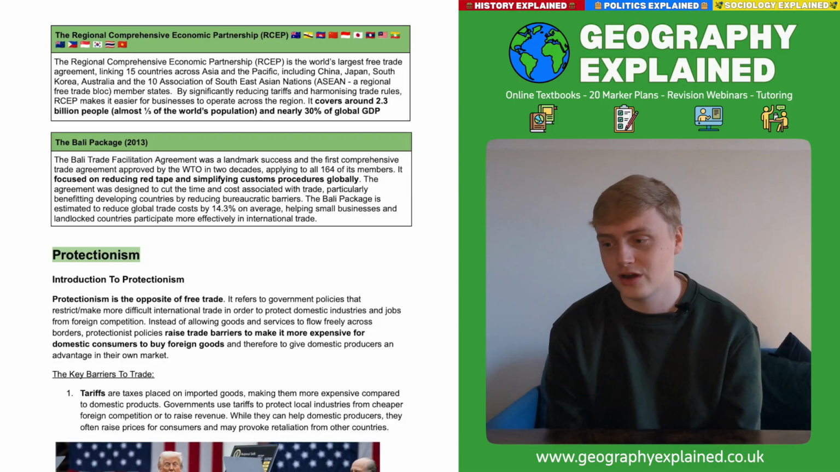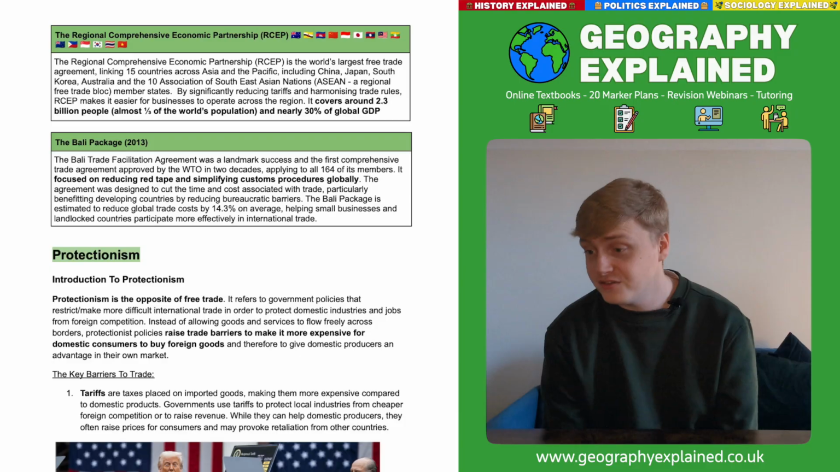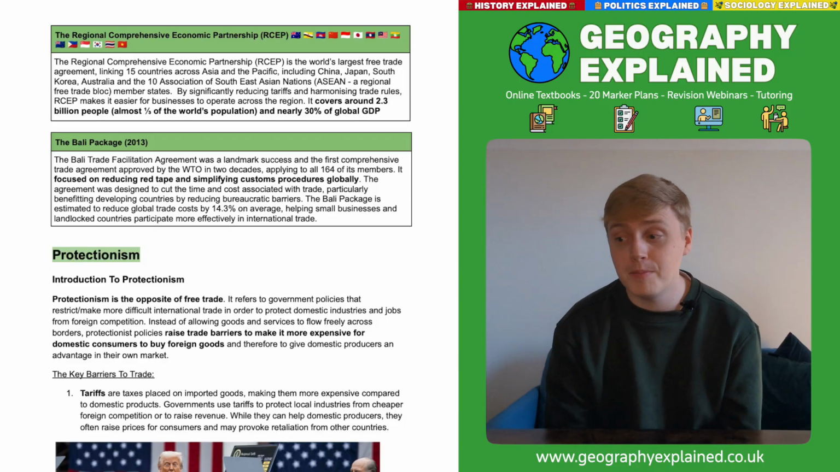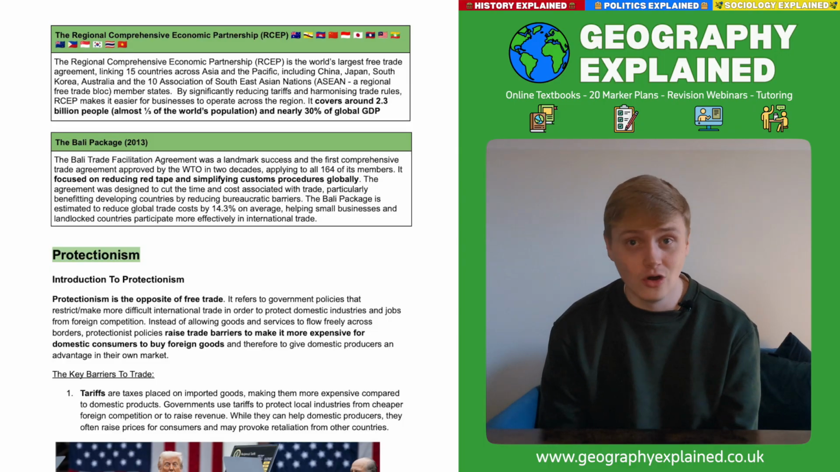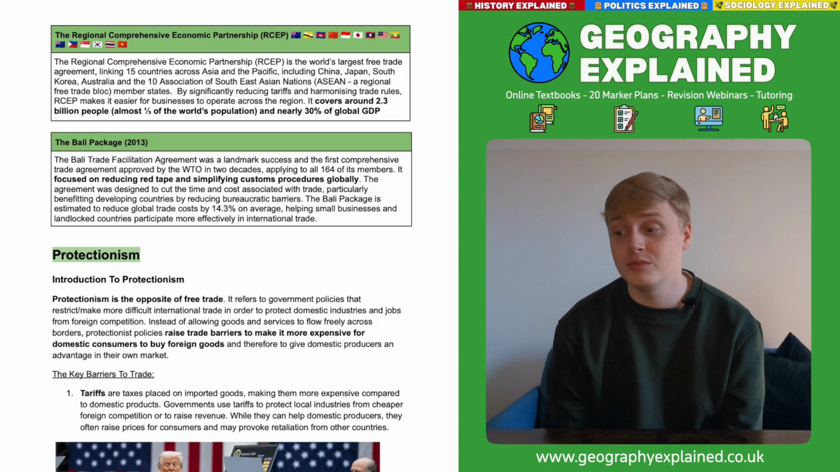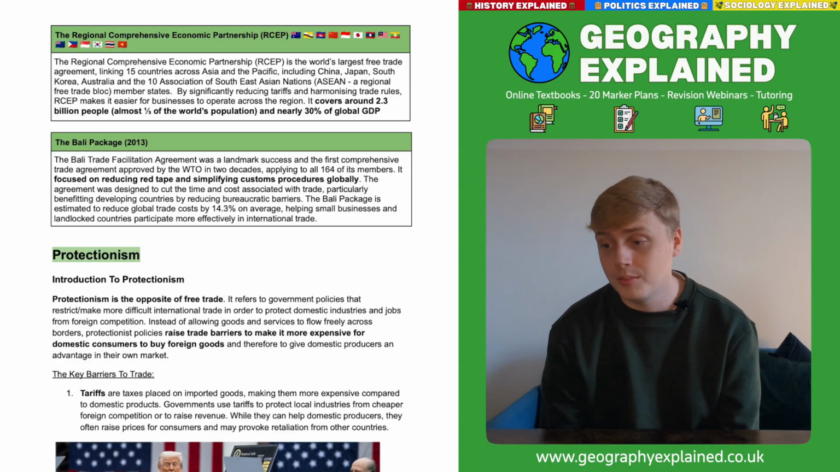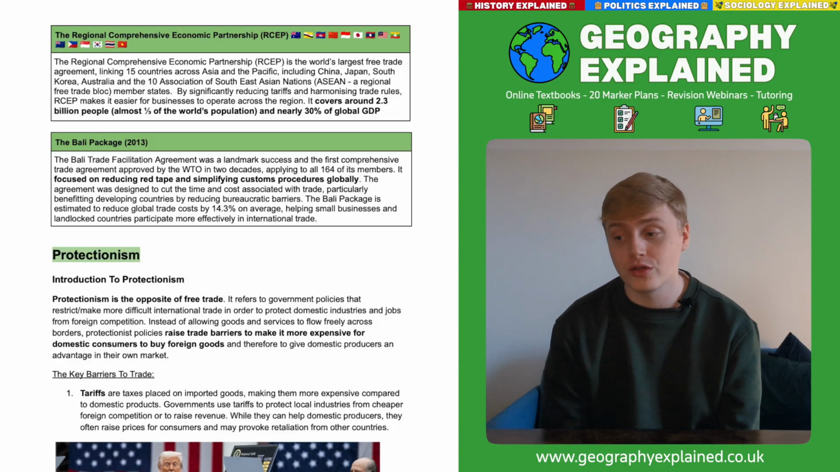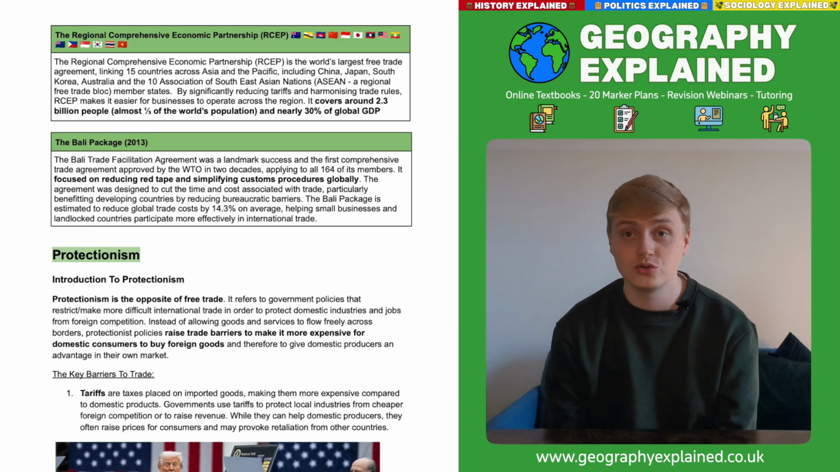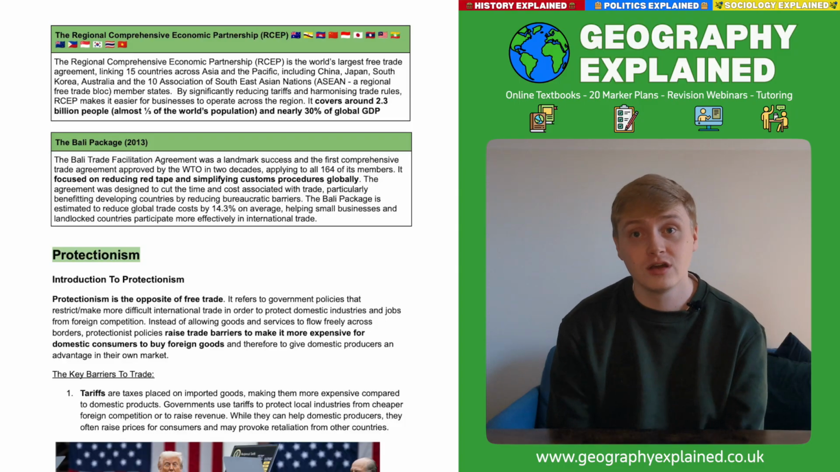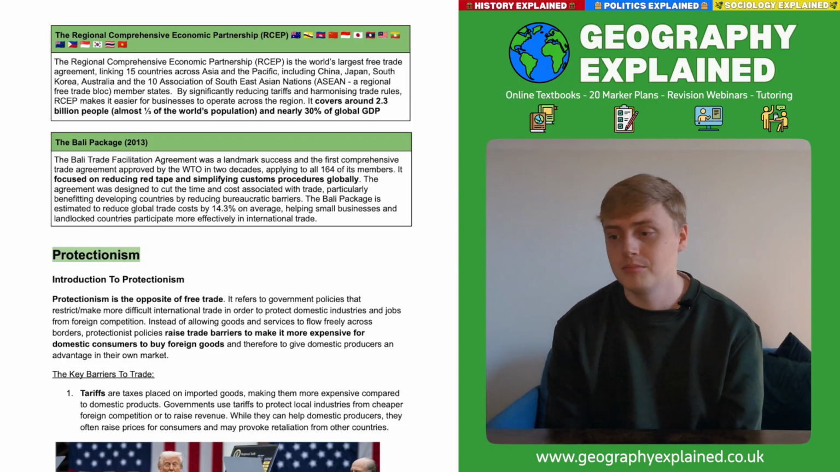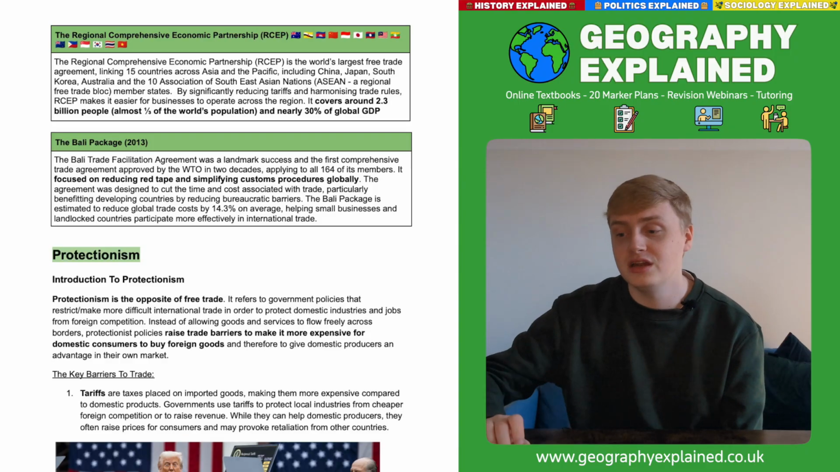There are also multilateral trade agreements such as the Regional Comprehensive Economic Partnership, which links together 15 countries across Asia and the Pacific, including big economies like China, Japan, South Korea, and Australia, and all of the ASEAN states. It's not a unified bloc, but it has been an agreement that significantly reduced tariffs and harmonised trade rules. It covers around 2.3 billion people and nearly 30% of global GDP. So it's a really good example you can use of a trade agreement that has promoted free trade between those countries.